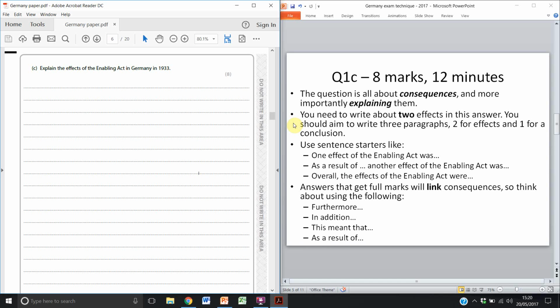Okay? And you need to use sentence starters like this. One effect of the Enabling Act was, and then whatever your first one that you're going to give. The most obvious thing that I would mention about the effect of the Enabling Act would be the banning, first of all, of the trade unions, then all other political parties. And then if you need a third one, you could talk about the banning of local parliaments or Länder.